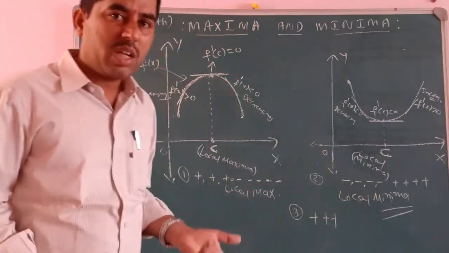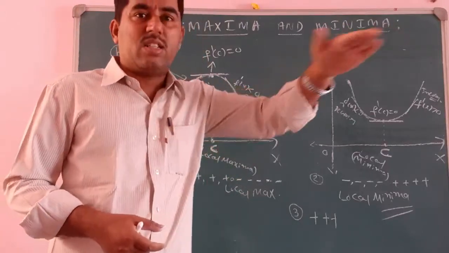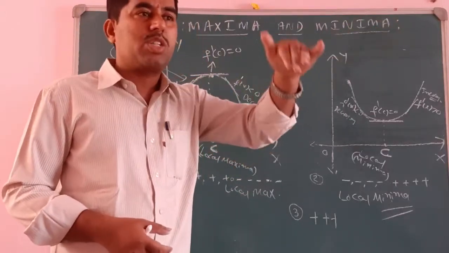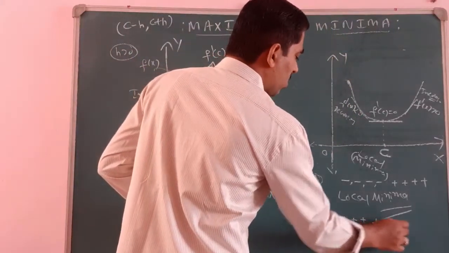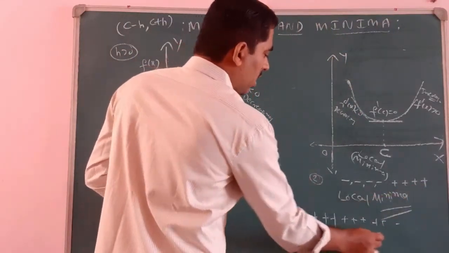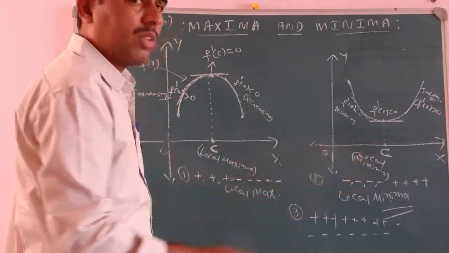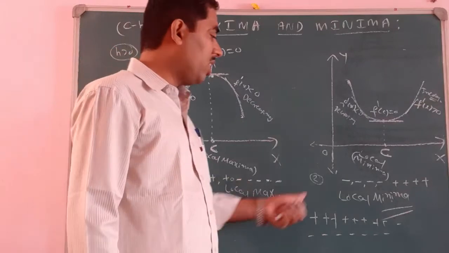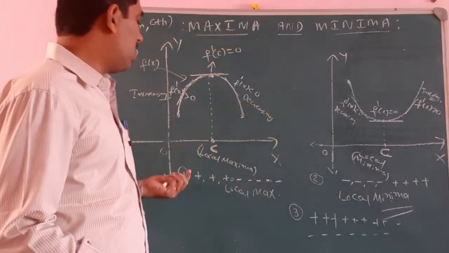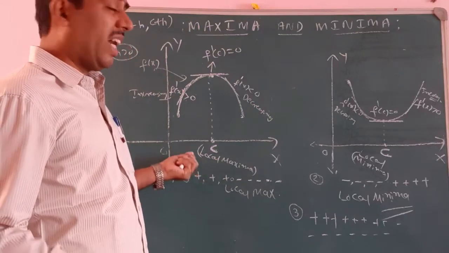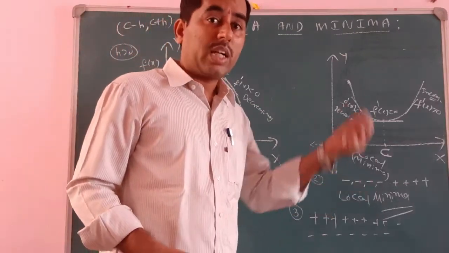So if nothing happens, if f dash x does not change its sign, then it flattens. If it is flat, positive, positive, positive only, it does not change its sign. f dash x may go like this, positive, or it may give us negative, negative, negative. That means neither positive to negative, nor negative to positive. Then we cannot find out the local maxima or local minima. So that is the third case.